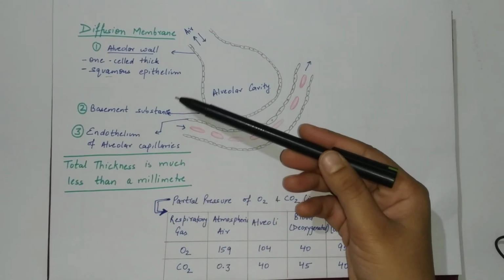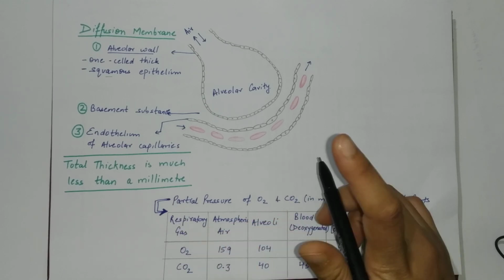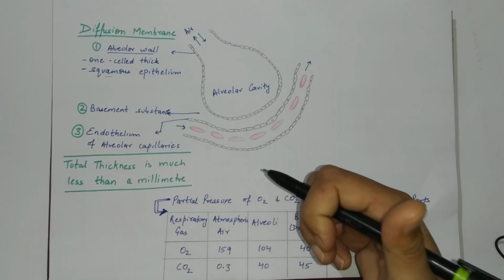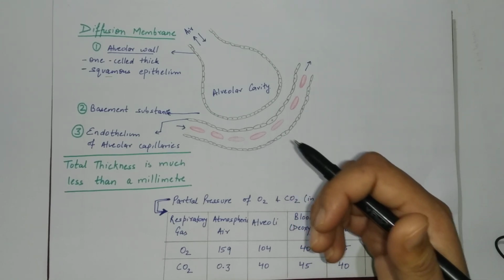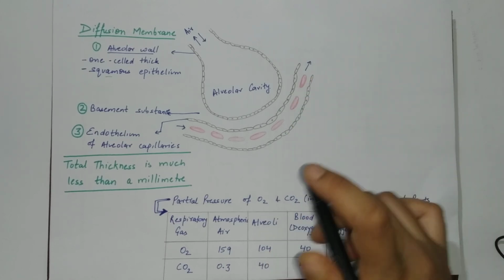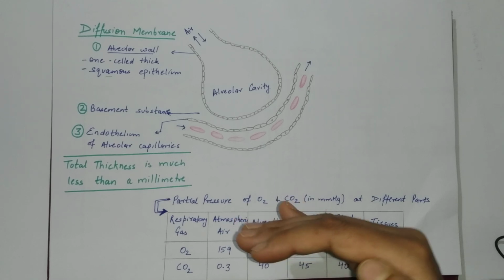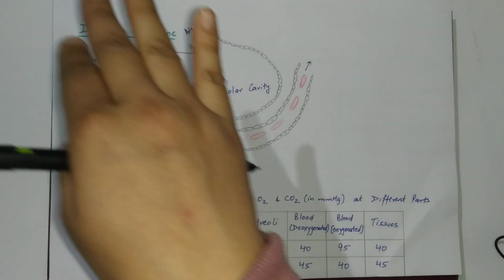However, the total thickness is much less than a millimeter. So, for a good diffusion of any gas, it should have a good concentration or pressure gradient, a good solubility, and a thinner diffusion membrane. All these factors in our body are favorable for diffusion of oxygen from alveolus to tissues and of carbon dioxide from tissues to alveolus.